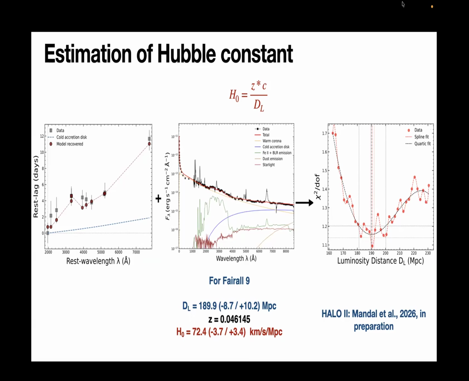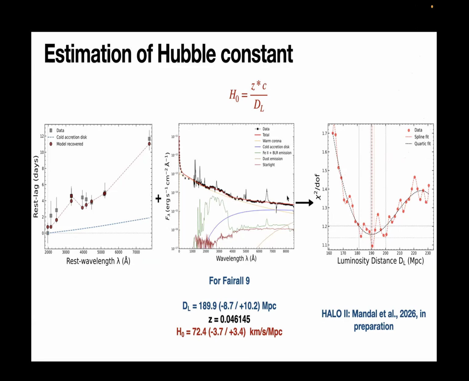And the chi-square values as a function of different luminosity distances are shown in this figure. And from the chi-square minimization, we found the best luminosity distance for Heraklion line is 189.9 megaparsec, which corresponds to a Hubble constant of 72.4 kilometer per second per megaparsec, with an uncertainty of about 5%.